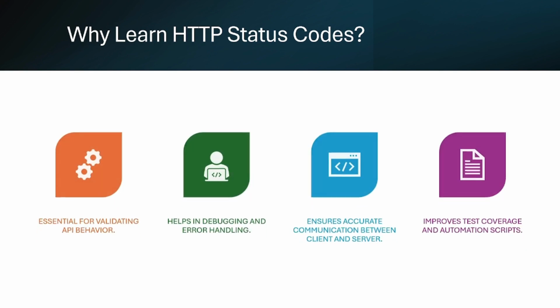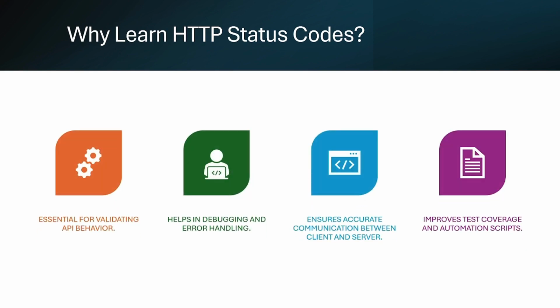Understanding HTTP status codes is crucial for API testing because they provide insights into how the API behaves. Knowing these codes helps you diagnose issues, ensure the API is robust and handles edge cases, and ultimately ensures the API delivers the expected results. As an API tester, you need to check that the server is responding correctly for all scenarios.